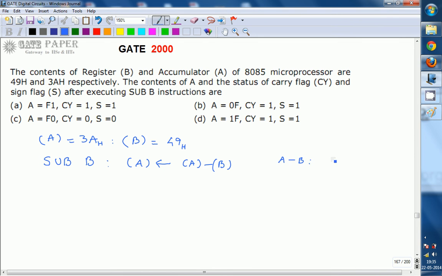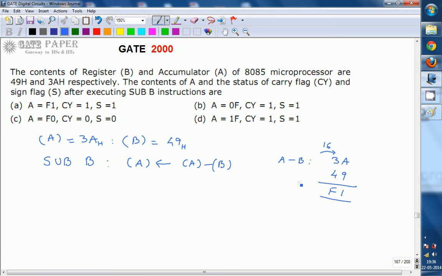So A is 3A and B is 49. A is nothing but 10 and this is 9. 10 minus 9 is 1. Next, 3 minus 4. You cannot do this, so it requires a borrow, from the higher side towards the lower side. Since it is hexadecimal, what you get is 16. 16 plus 3 is 19. 19 minus 4 is 15. 15 is F.